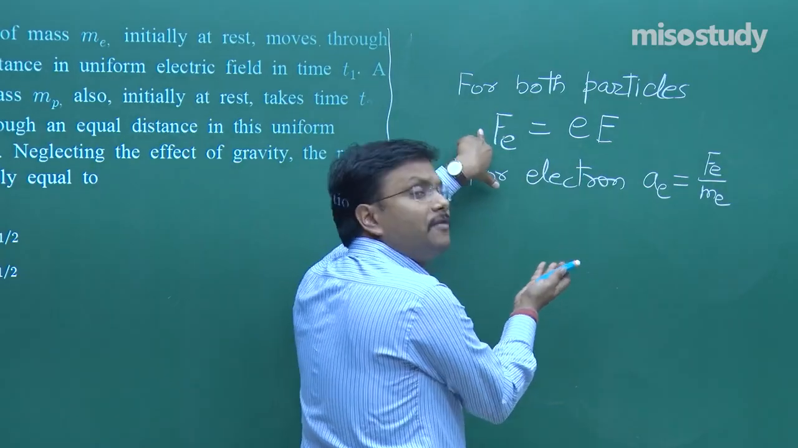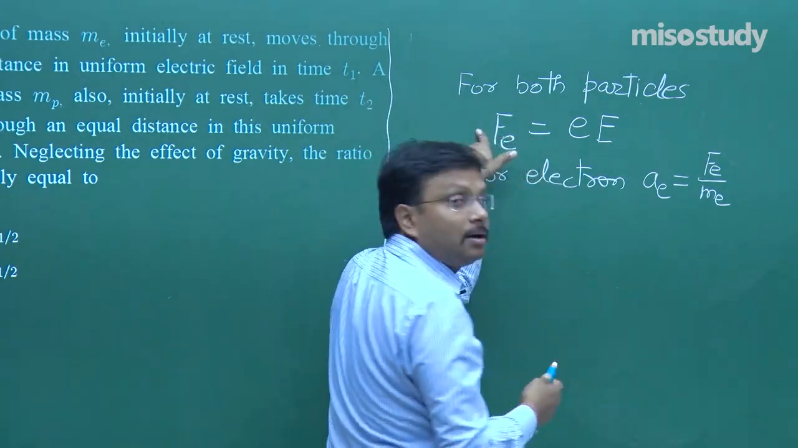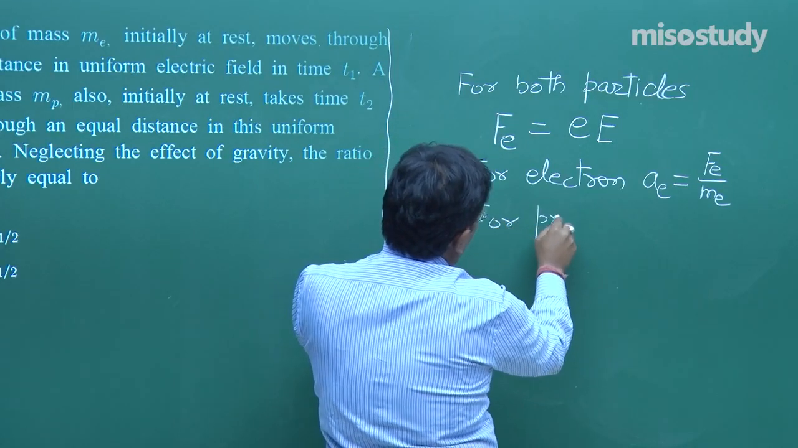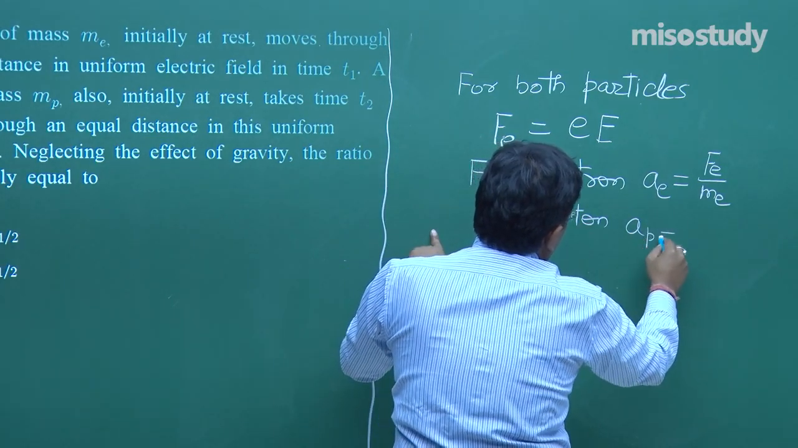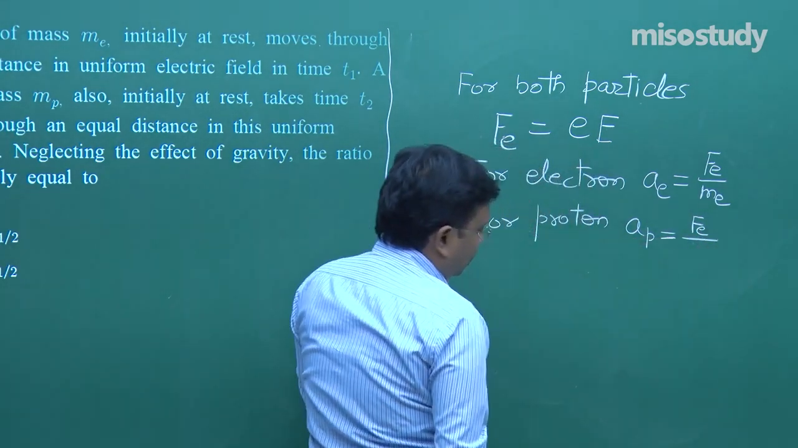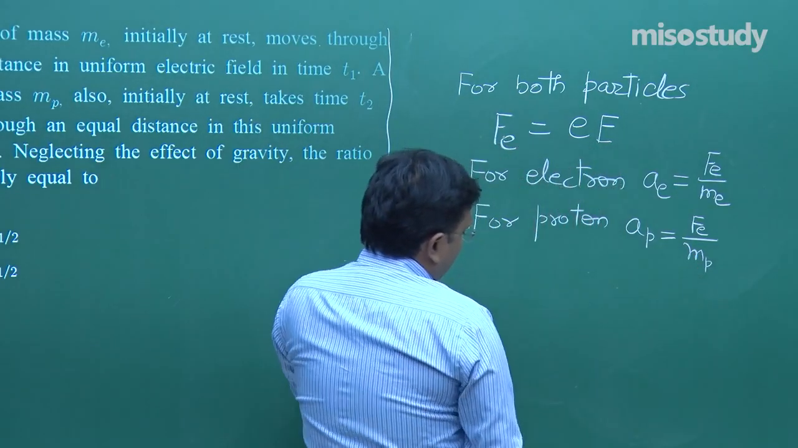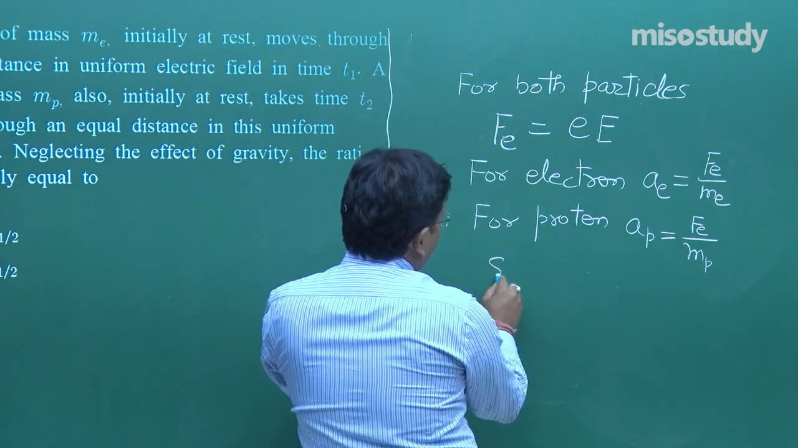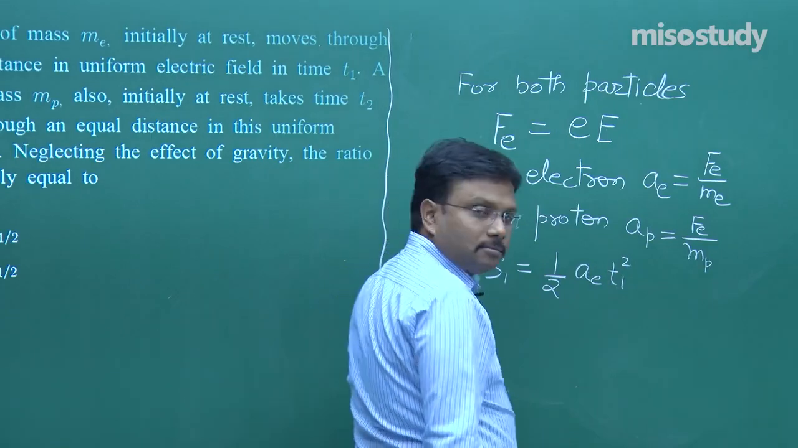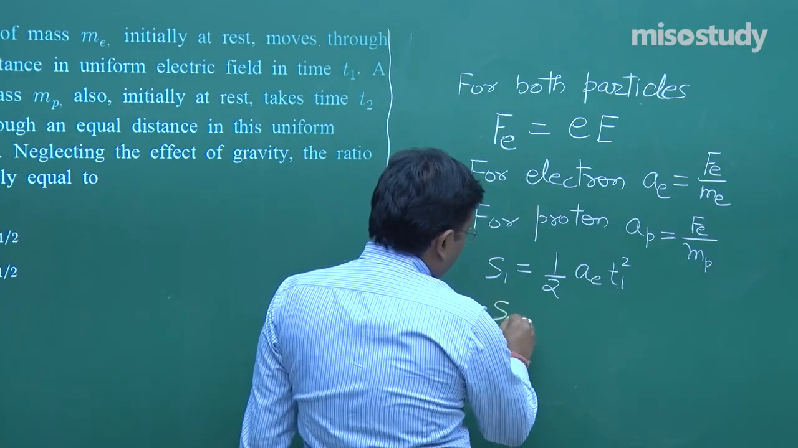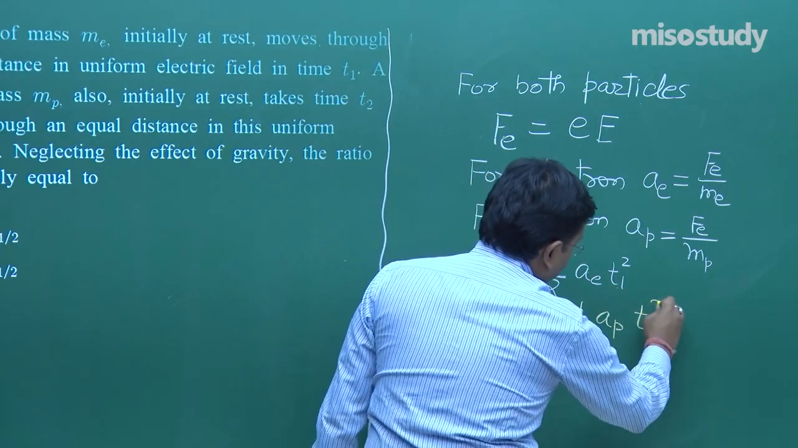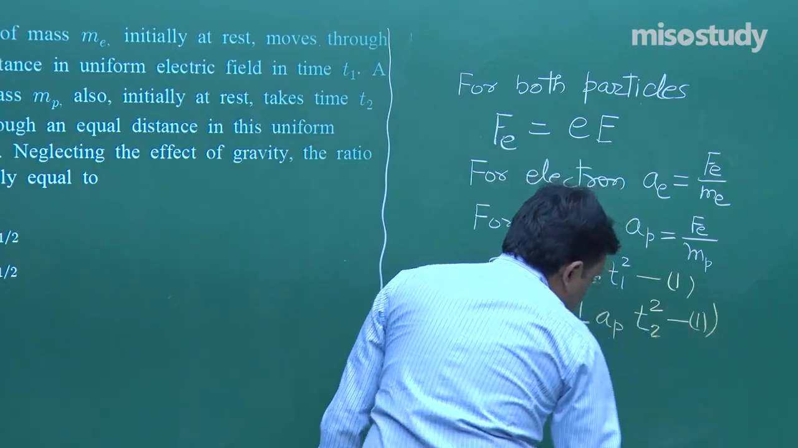So obviously you will say that is a very simple formula. Are the JEE Advanced questions so simple? Yes, they are so simple. So now for proton, a_p is equal to Fe upon Mp. Why am I saying Fe? Because ultimately we are focusing on the electrostatic force and the mass of proton. Now use this relation: S1 is equal to half a_e t1 square, and S2 is equal to half a_p t2 square. This is equation number 1, this is equation number 2.